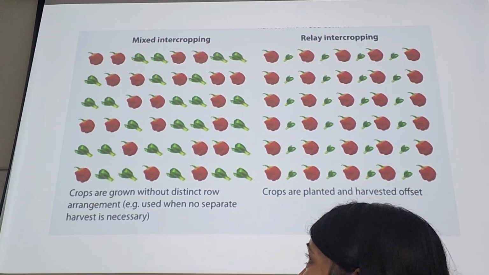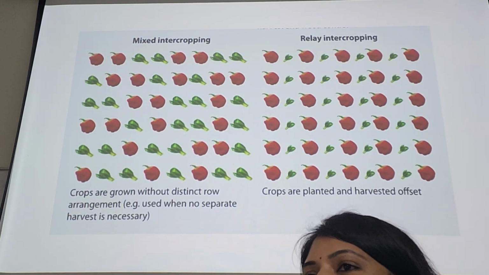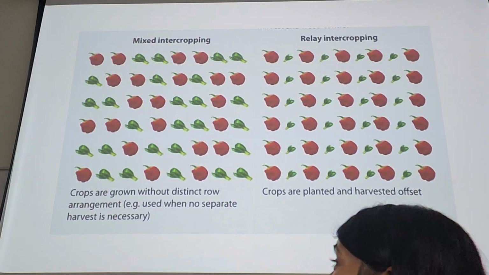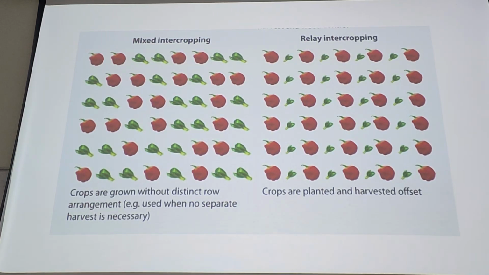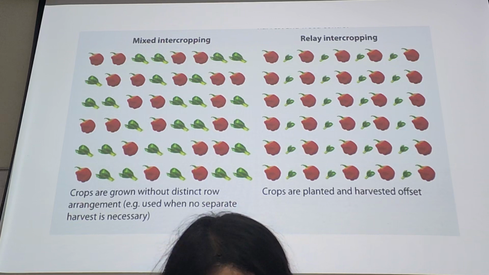The third one is mixed intercropping. Okay, as you can see in the picture, there are no rows or such a thing. There is no particular design to how we plant the crops. So they are just planted at the same time. Okay, so this is used when no separate harvest is necessary. That means they are harvested at one go at the same time.